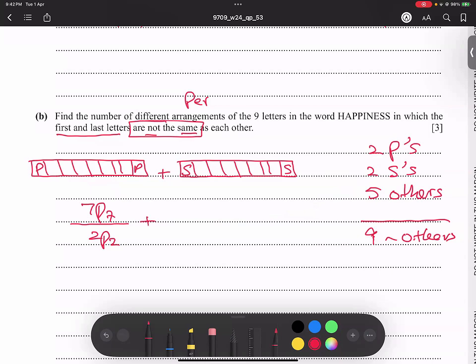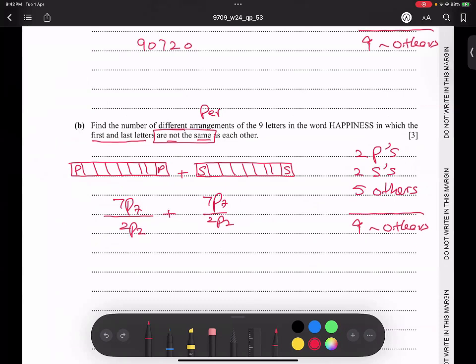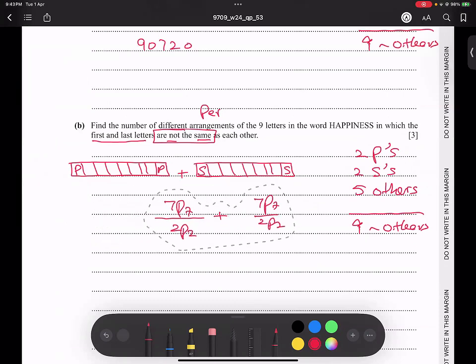Now, what about this? If S comes in first and last place, again 7P7 divided by 2P2. Why 2P2? Because these 2 P's can shuffle in these places. And this answer, whatever comes, is for when they are the same in first and last position. One minute, please, let me write it. I mean, not together, I mean, they are the same.